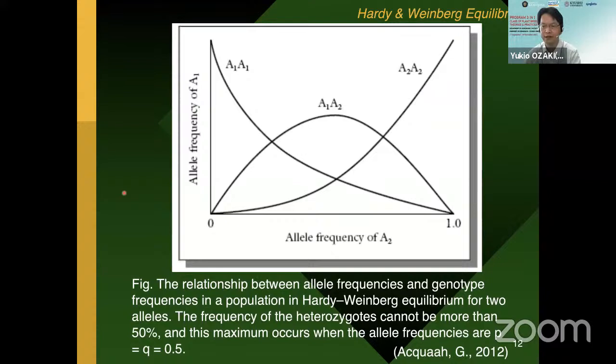The maximum frequency of the heterozygotes, H, cannot exceed 0.5. The Hardy-Weinberg law states that equilibrium is established at any locus after one generation of random mating.